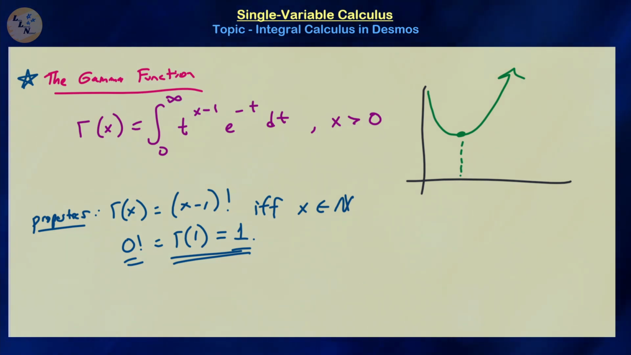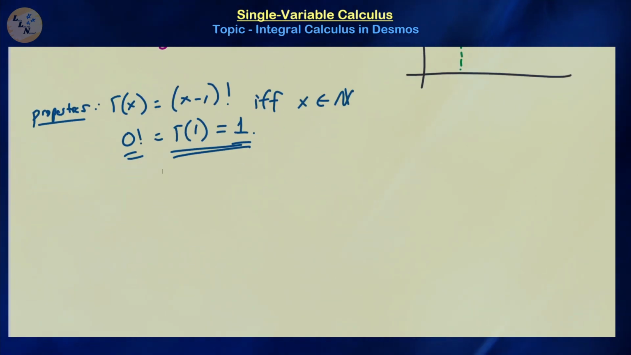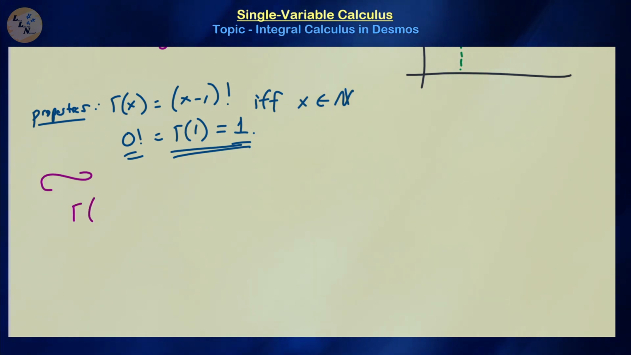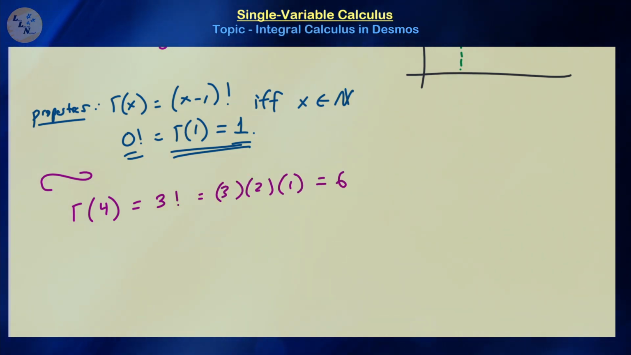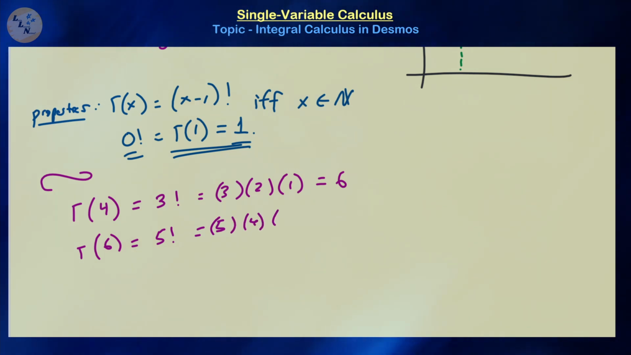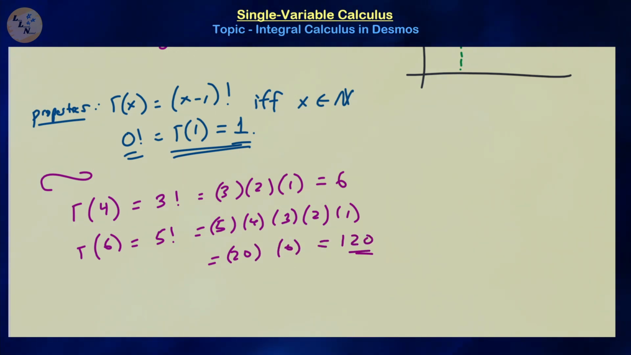Now, one may ask, well, how do I evaluate the gamma function by hand if I want to? So using this property, one should be able to show that, for example, gamma of 4 is the same as 4 minus 1, or 3 factorial, which is 3 times 2 times 1, which is equal to 6. And say gamma of 6 is going to be equal to 5 factorial, which is going to be 5 times 4 times 3 times 2 times 1, which is the same as 20 times 6, which is the same as 120.